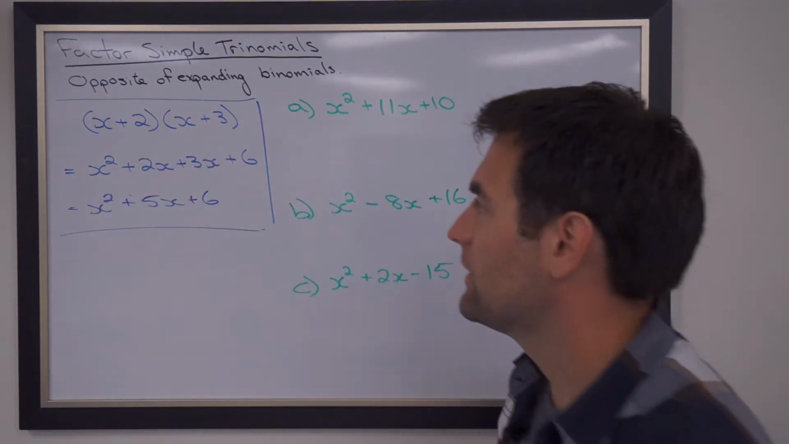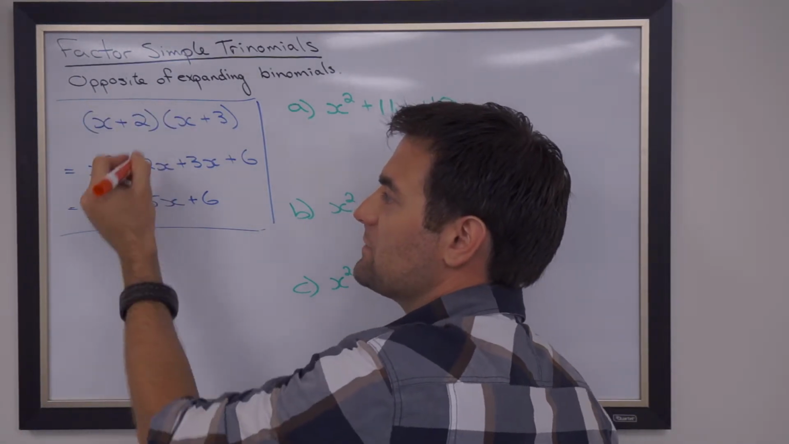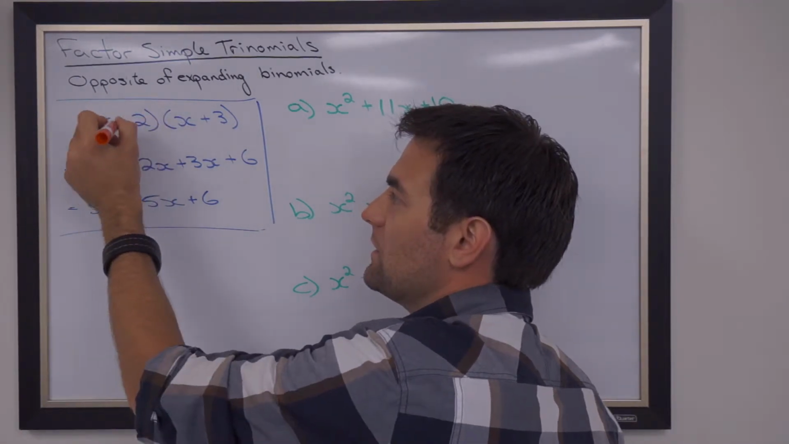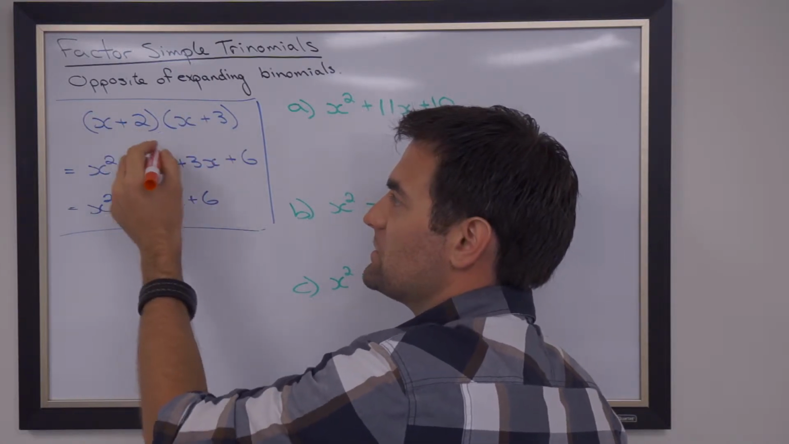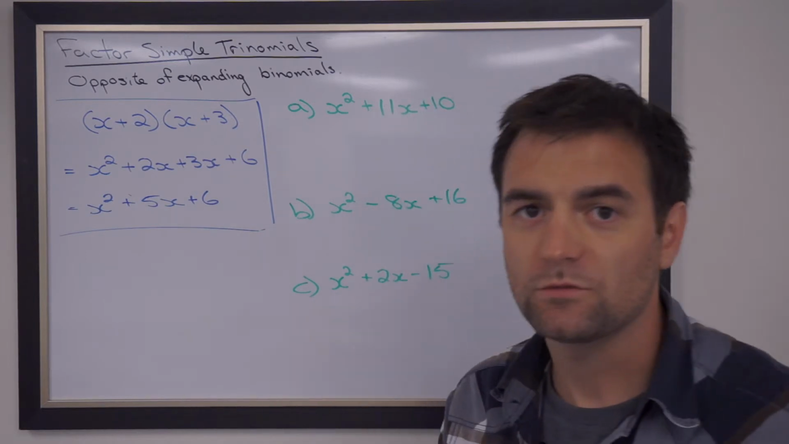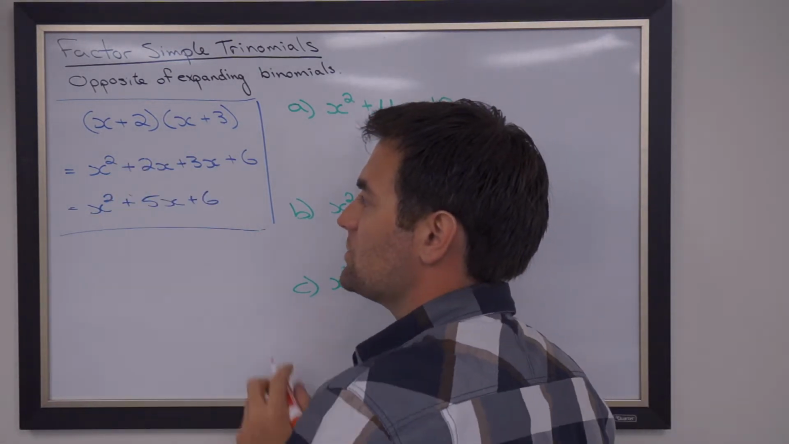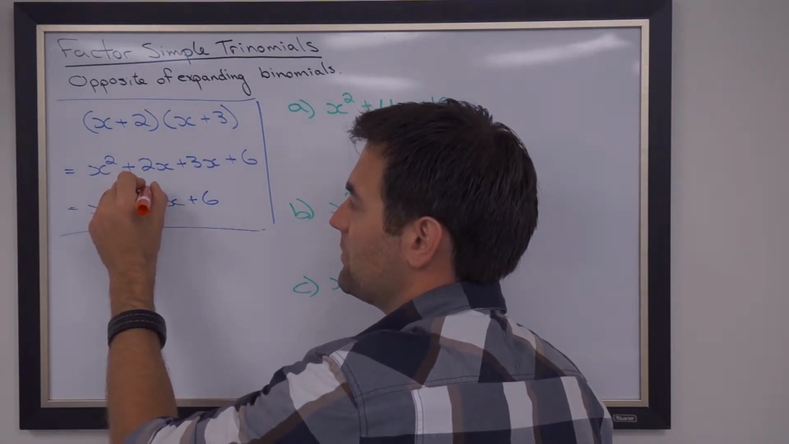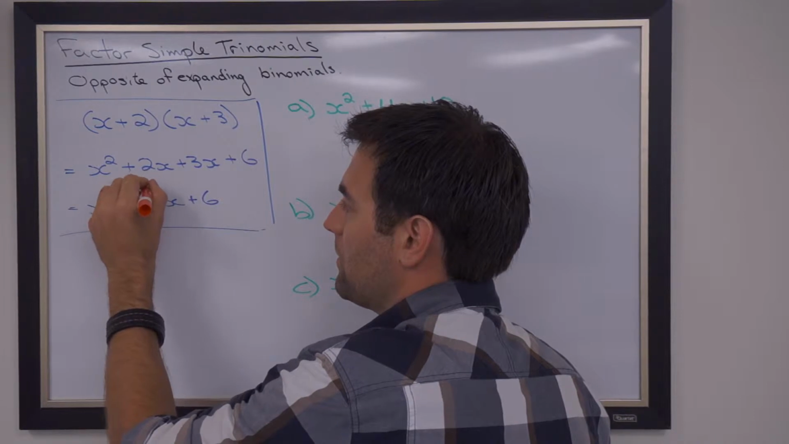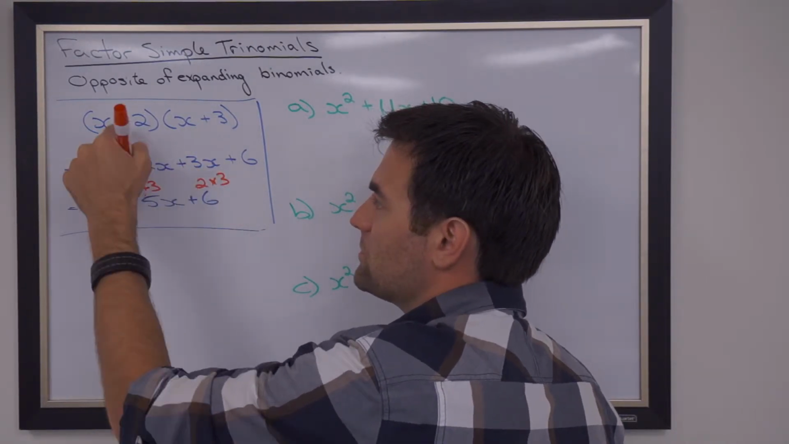When we multiplied that out, we got x times x, which was x squared. 2 times x was 2x. x times 3, which is 3x, and 2 times 3, which was 6. And then we added those 2 and 3 together to get 5. So this 5 was made up of 2 plus 3, and the 6 was made up of 2 times 3. Those two numbers up here.